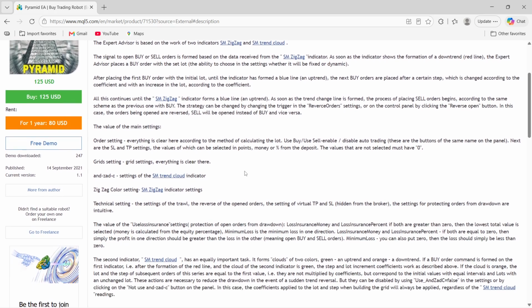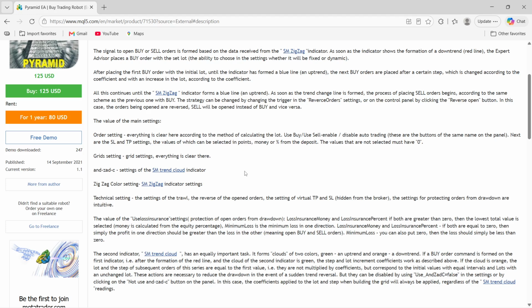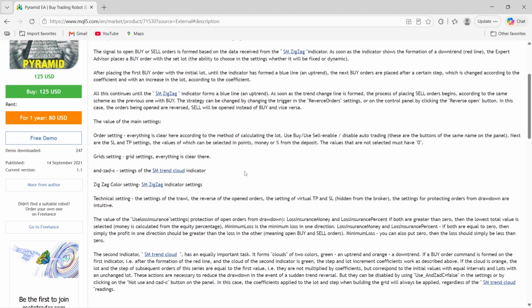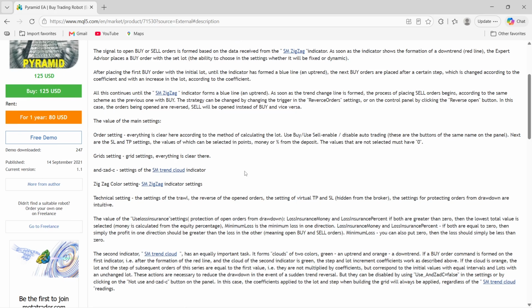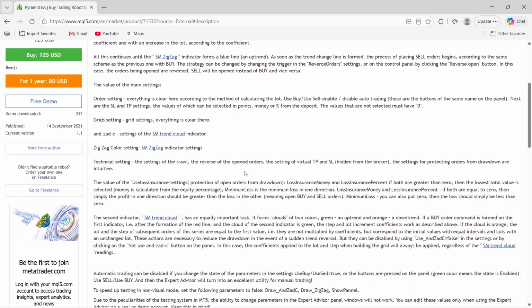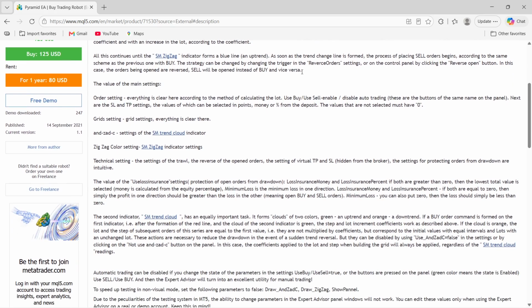Alright, the trend cloud plays a big role as a moderator. In a green cloud uptrend, it allows full lots and step multiplication for more aggressive pyramiding on buys. In orange, it sticks to base values to be more cautious. You can disable it if you want.